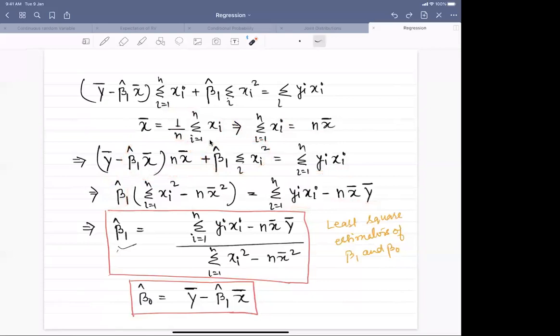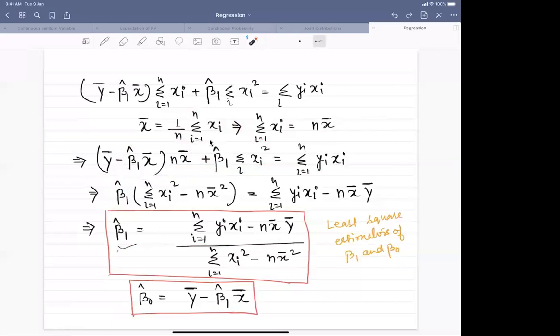That gives us beta 1 cap is equal to summation over i = 1 to n yi xi minus n x bar y bar, divided by summation over i xi square minus n x bar square. And this is our beta 1 cap. And we already know what beta naught cap is. These values of beta naught and beta 1 which have come from the sample, using the least square method, are called least square estimators of beta naught and beta 1.